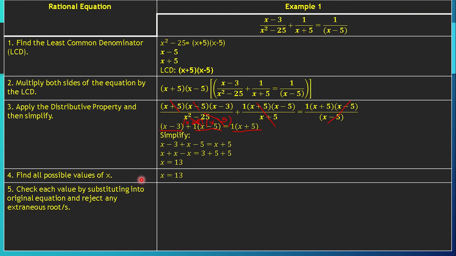So, find all possible values of x. X is equal to 13. Last step is to check each value by substituting into the original equation and reject any extraneous roots. Extraneous roots, yan yung mga roots or yung mga solutions na parang solution siya, pero kapag sinubstitute natin sa original equation, that will not satisfy the equation. So, kunin natin yung original equation natin. Ito. X minus 3 divided by x squared minus 25 plus 1 over x plus 5 is equal to 1 divided by quantity x minus 5.